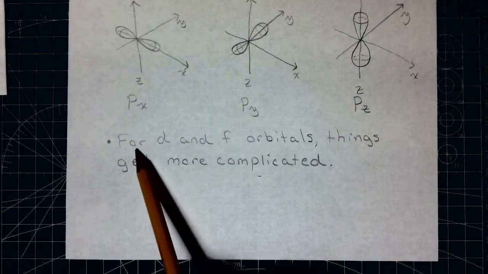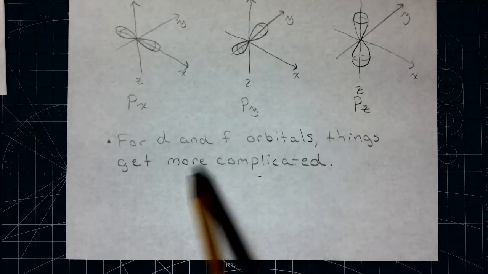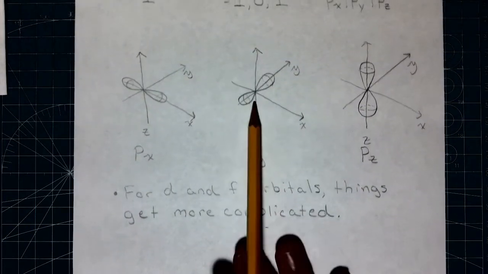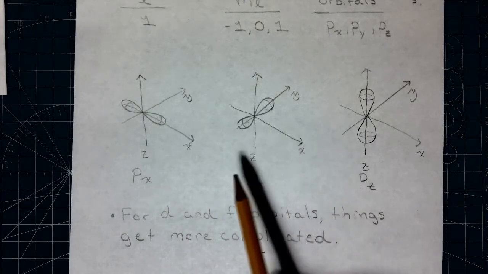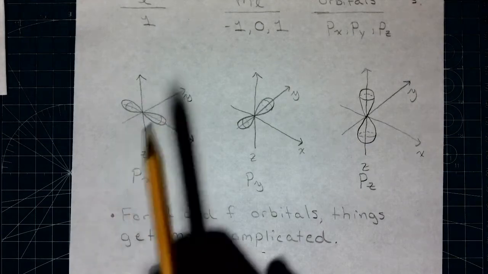And then once again, for the d and f orbitals, things start to get a little bit more complicated. We're not just having different arrangements of the orbitals, but actually sometimes even changing the shapes of the orbitals as we go along.